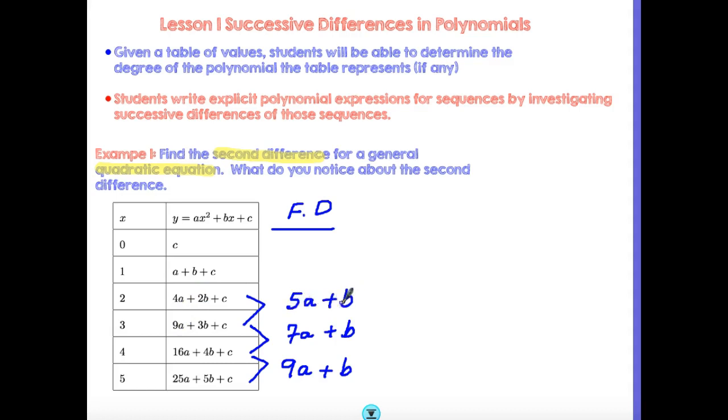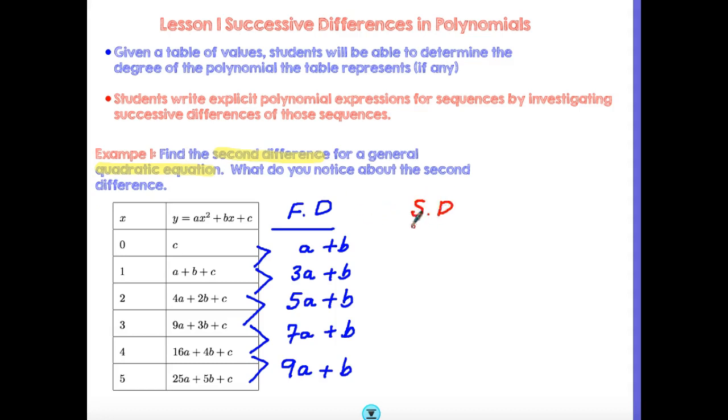Hopefully you're seeing the pattern. If you do, you just keep going. Look, 5, 7, 9. So this one's going to be 3a plus b, and this last one is just a plus b. That is the first difference. Now we're going to take the differences again to get the second difference.